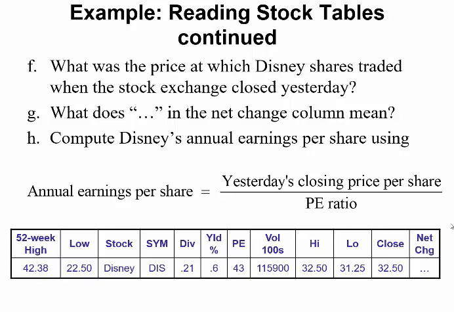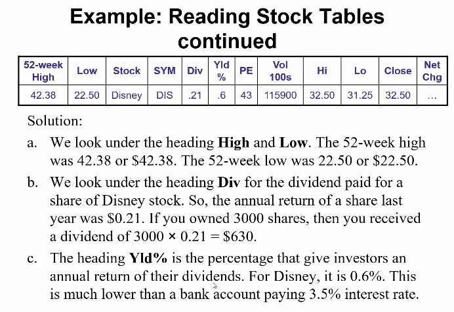So here's the stock table for the Disney company. As we go through these problems, have this handy with you. All right, so first one: what were the high and low of the 52 weeks? Well, the 52-week high was $42.38. The 52-week low was $22.50.